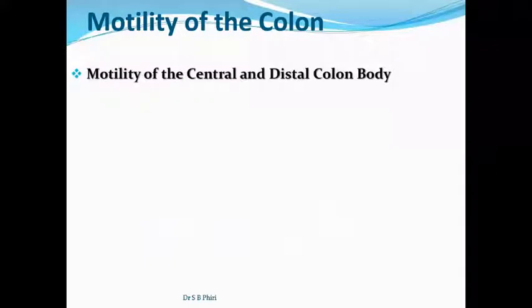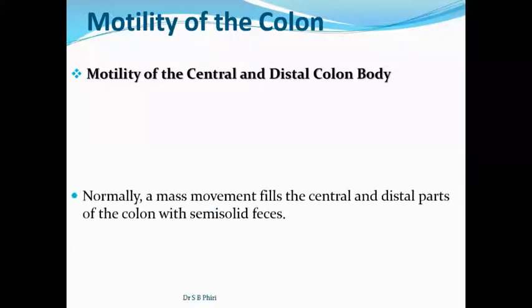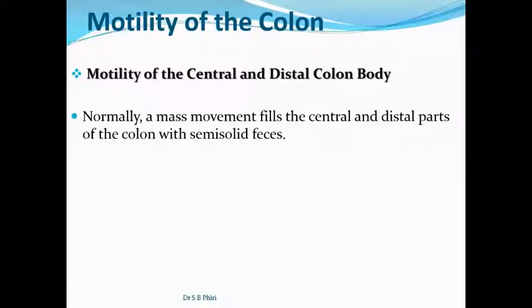What about the motility of the central and distal colon? So the central is the transverse and part of the descending colon. So you have central and distal colon. So what kind of motility are you going to appreciate there? So here you have more of mass movements. So mass movements, like I explained, these are peristaltic contractions or movements that are taking place within the large intestines. So they are simply peristaltic contractions.